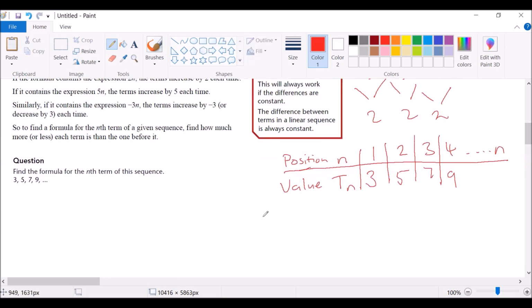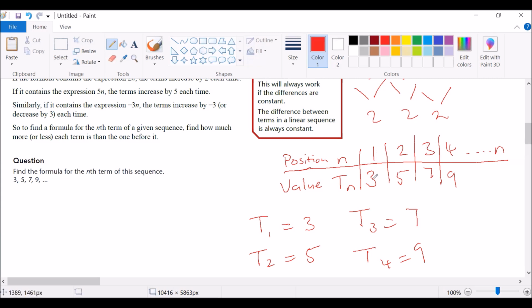So we can write this as term 1 is equal to 3. Term 2 is equal to 5. This is the value of the term at position 2. Term 3 is 7. The term at position 3 is 7. The term at position 4 is 9. So this is the notation we should get used to.